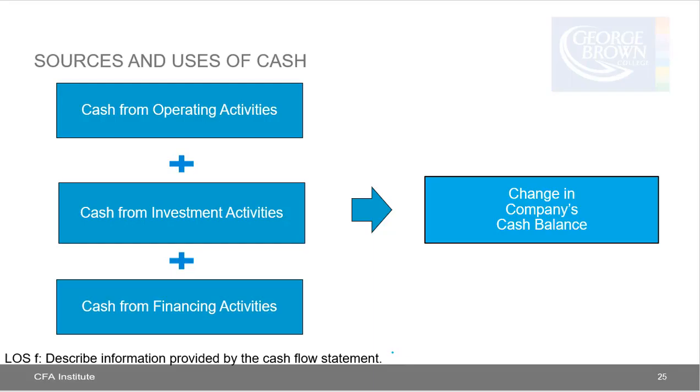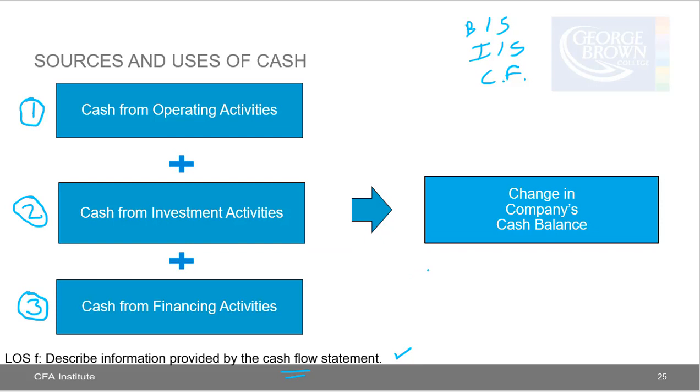So now we're moving on to learning outcome statement F, which is describe information provided by the cash flow statement. First we looked at the balance sheet, then we looked at the income statement, and now we're looking at the cash flow statement. Recall, we mentioned that the cash flow statement is split up into three categories. One is cash flow from operating activities. Number two is cash flow from investment activities. And number three is cash from financing activities. We're going to discuss these in a little bit more detail.